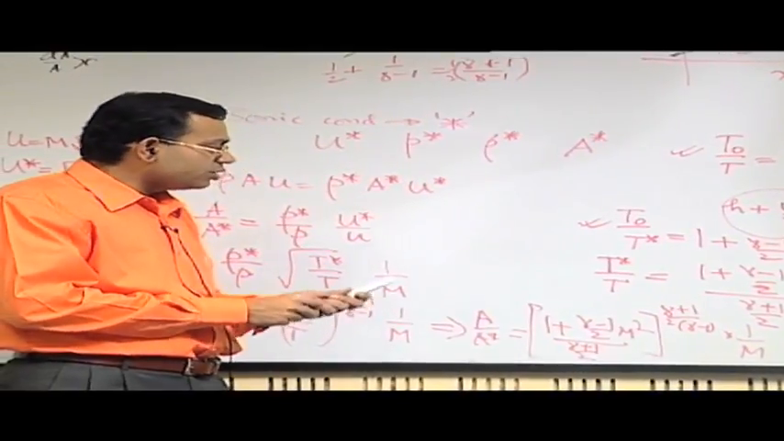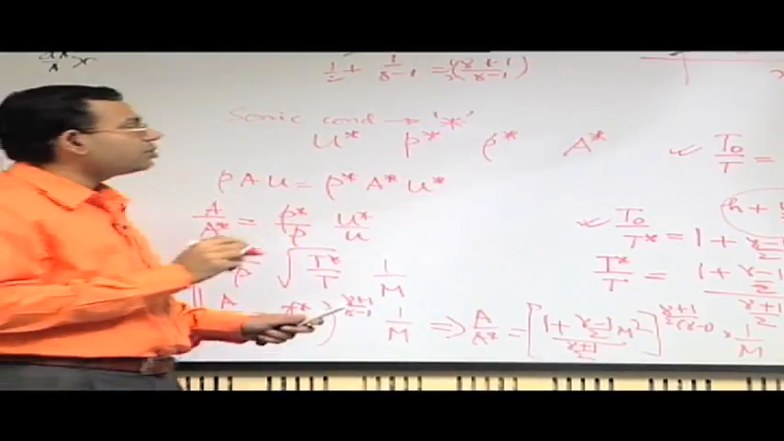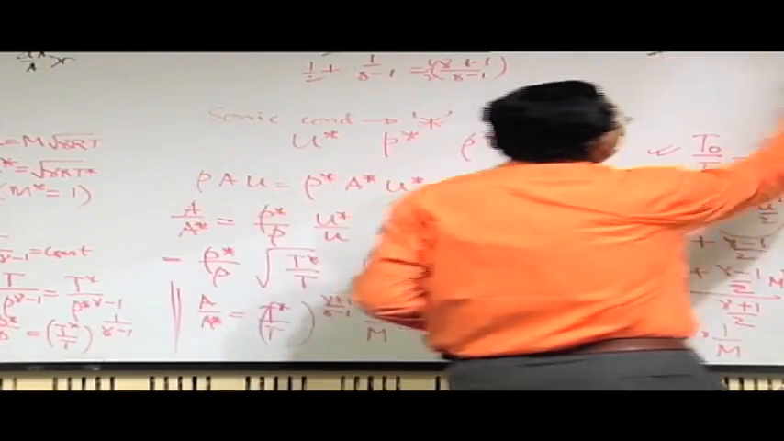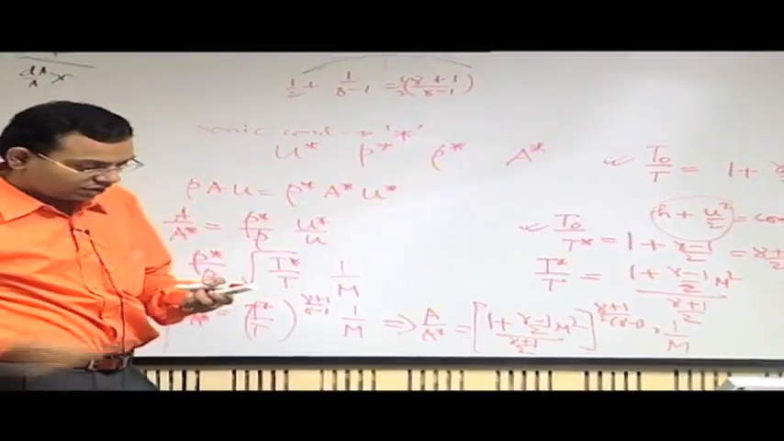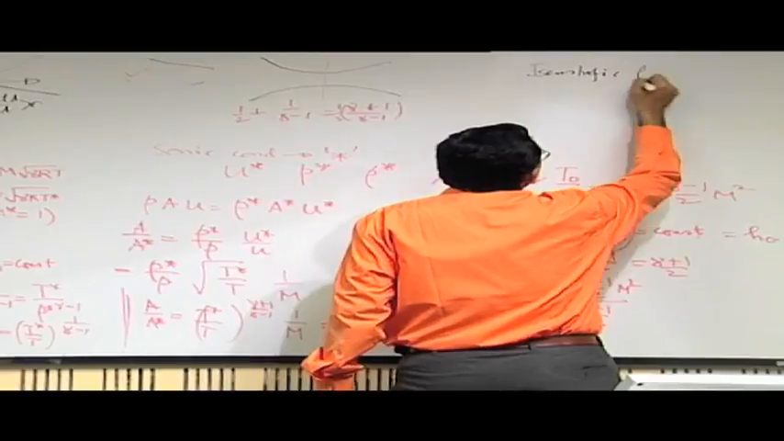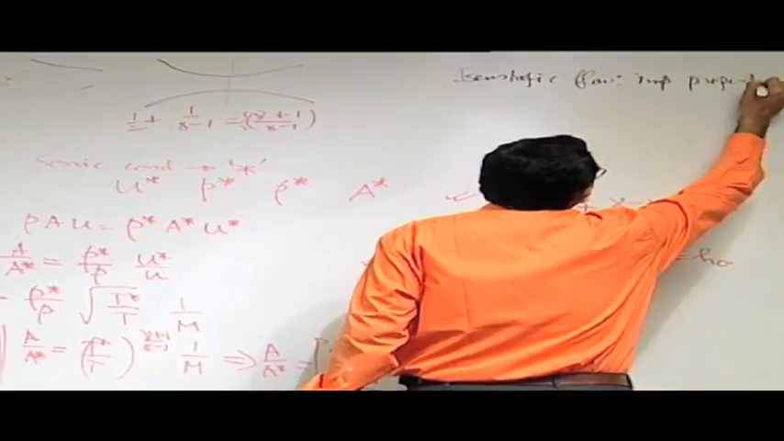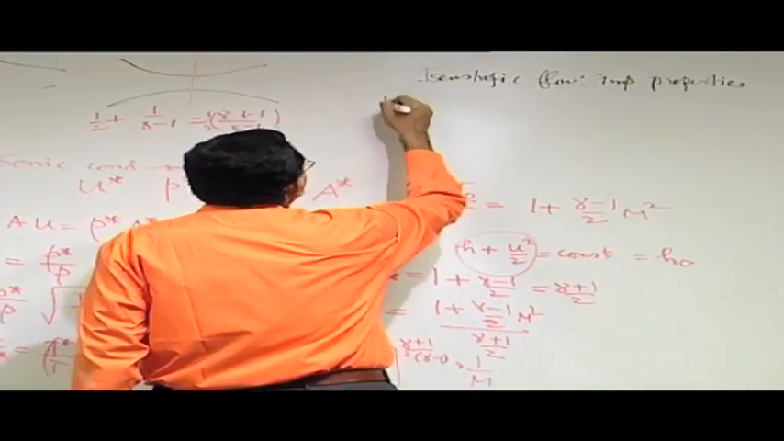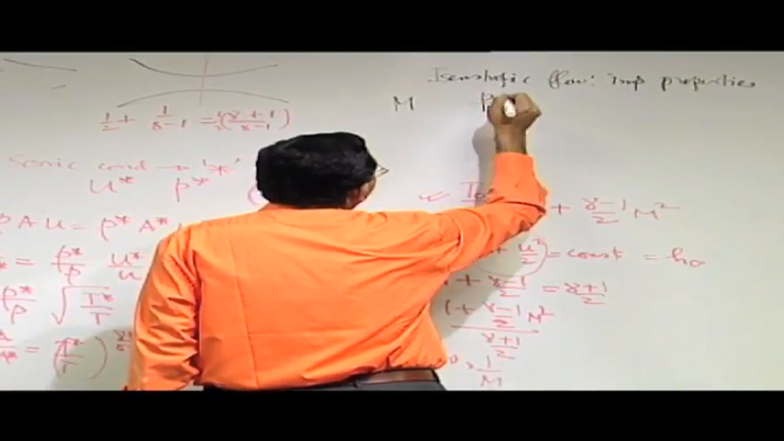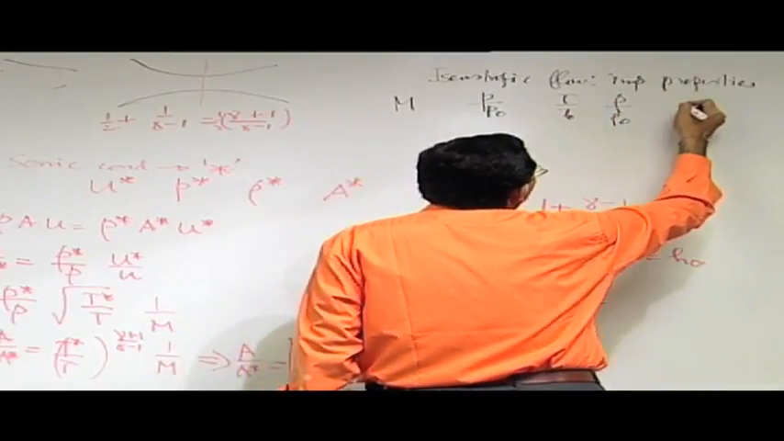If you look into the tables of properties of compressible flows, usually these quantities are referenced. So for each Mach number certain important properties are given. If you look into isentropic flow tables, which in the next class we will look more carefully, what are the important properties? For each Mach number you can have P by P0, T by T0, rho by rho 0 and A by A star.